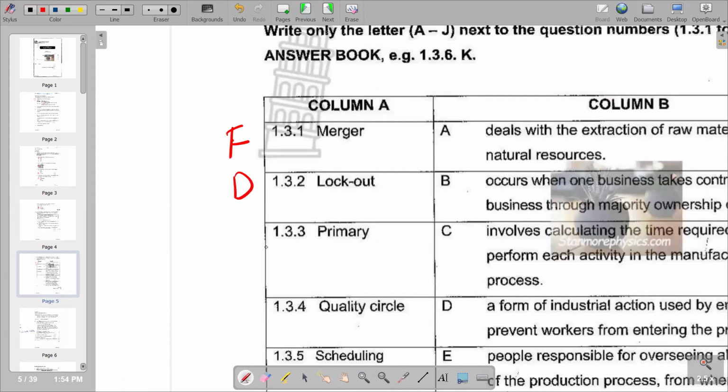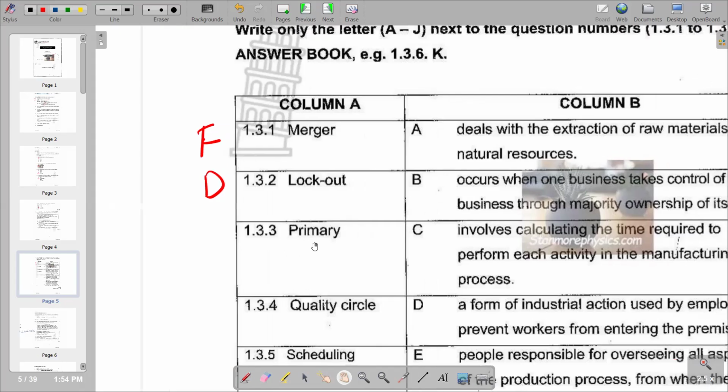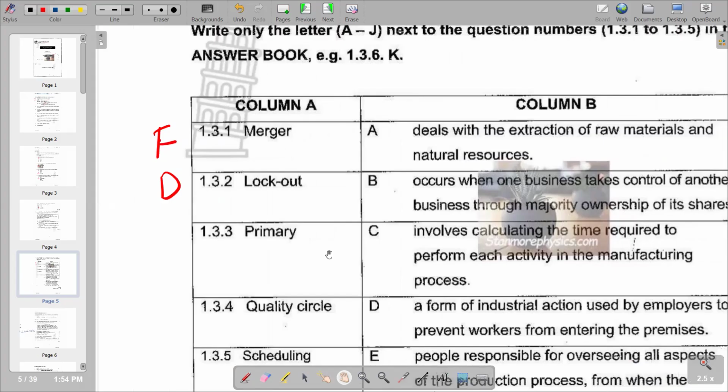And then we move on to 1.3.3, which is primary. On primary, obviously, this is going to be our primary sector, which deals with the extraction of raw materials and also producing raw materials. So we have A, deals with the extraction of raw materials and natural resources. So we have A as the correct response.